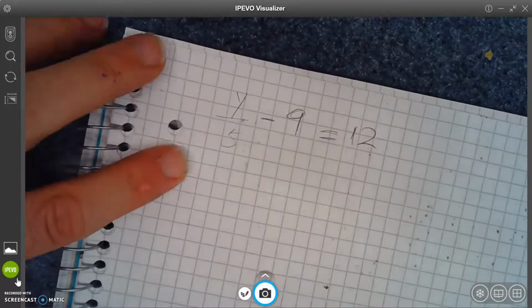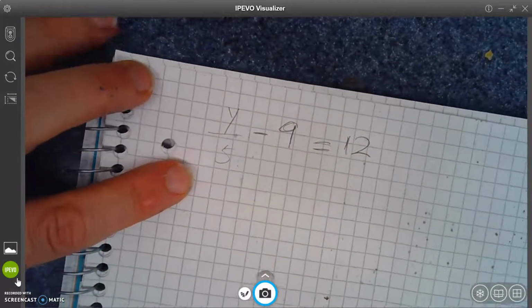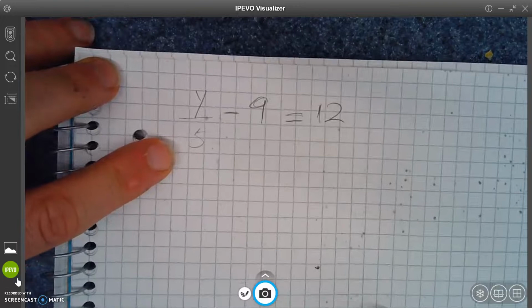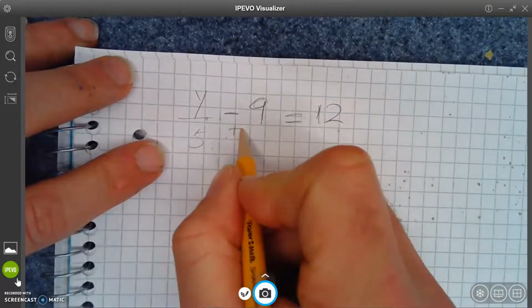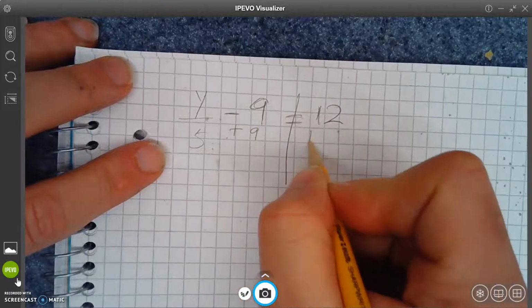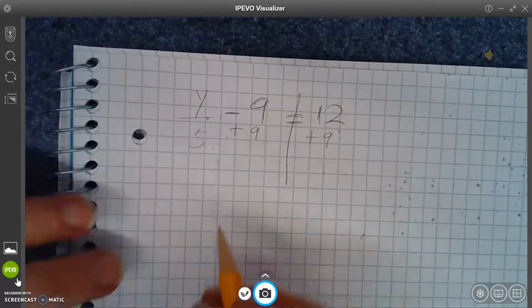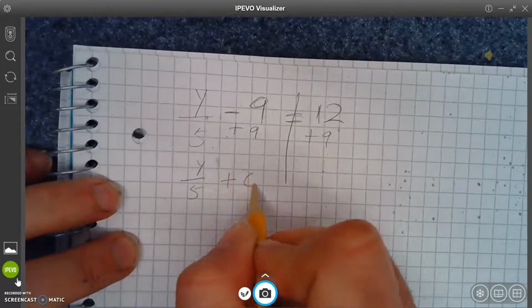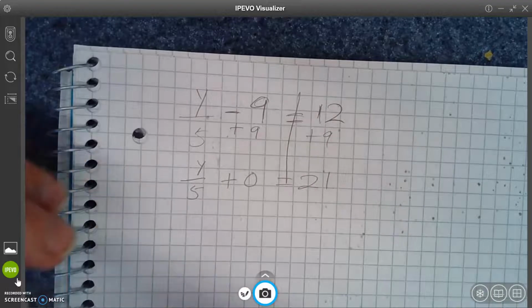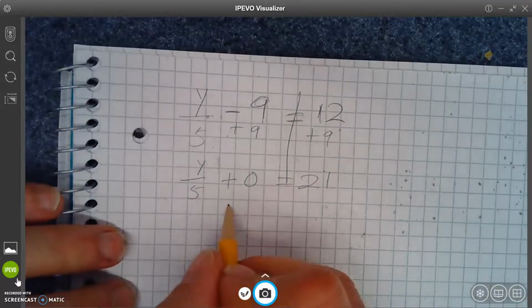Number 4, try this one. Ready, set, go. All right, let's see if you got it. Add 9 to both sides. So y divided by 5 plus 0 equals 21. Anything plus 0 is itself.